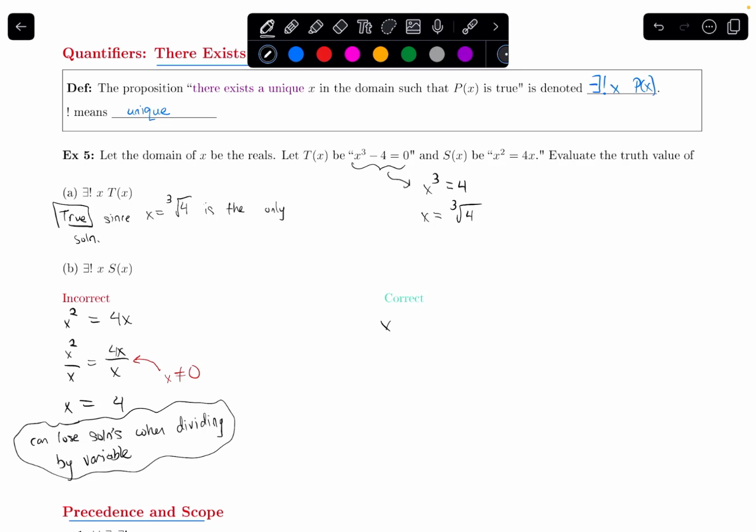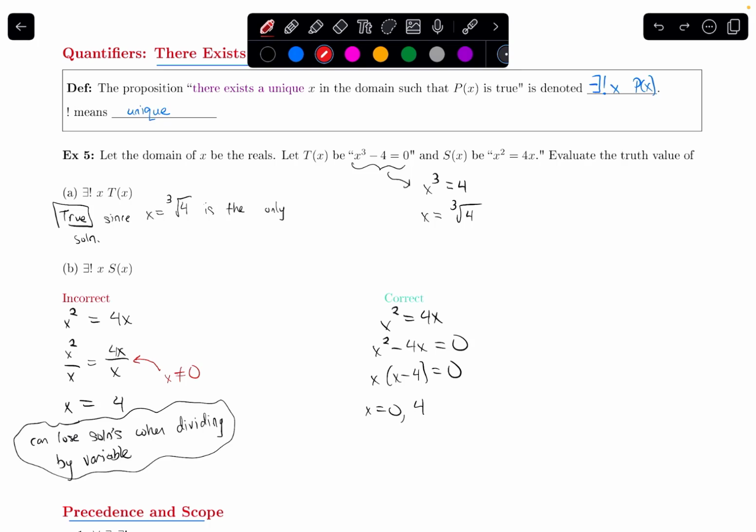So then what's the correct way of solving this? I have x squared equals 4x. I bring all the terms to one side first, so I get x squared minus 4x equals 0. Then we can factor that: x times x minus 4 equals 0. And now I get both of the answers: x equals 0 as well as 4. So for part B, is there a unique x such that s of x, this equation, is true? Well, no, there isn't just one.